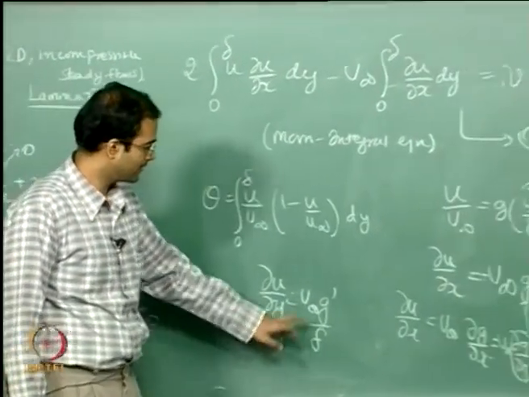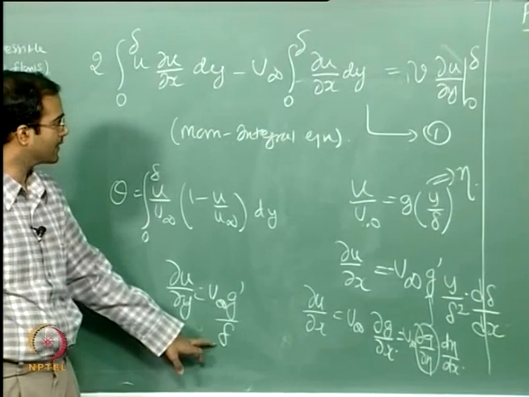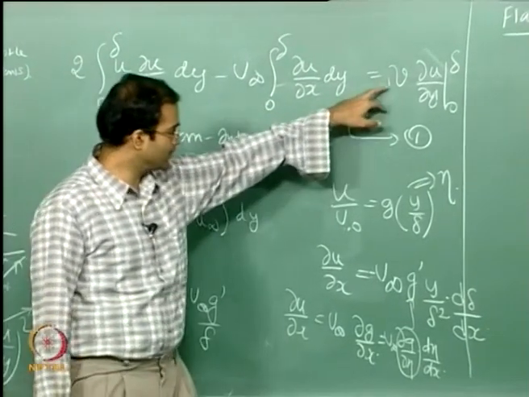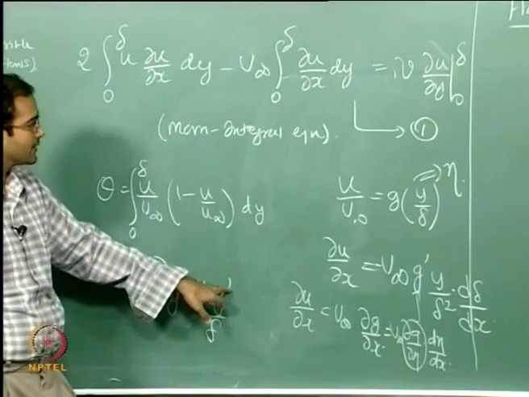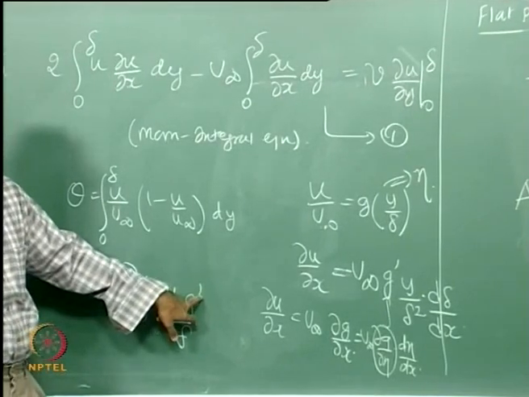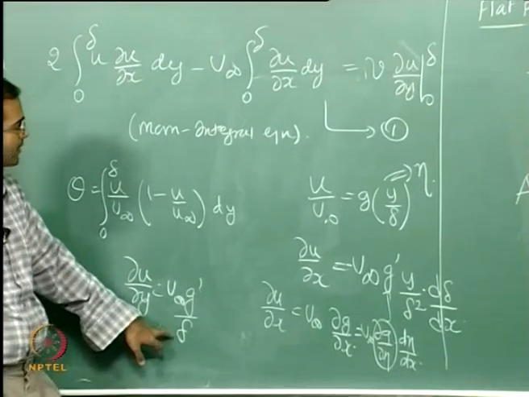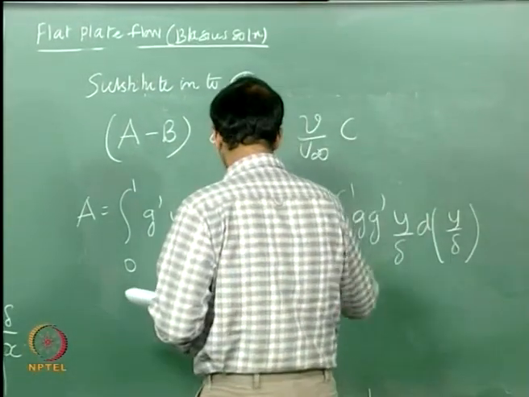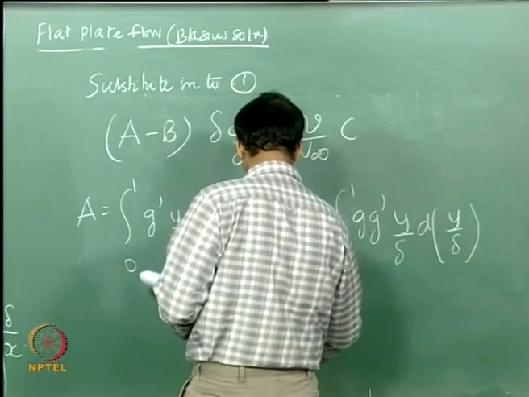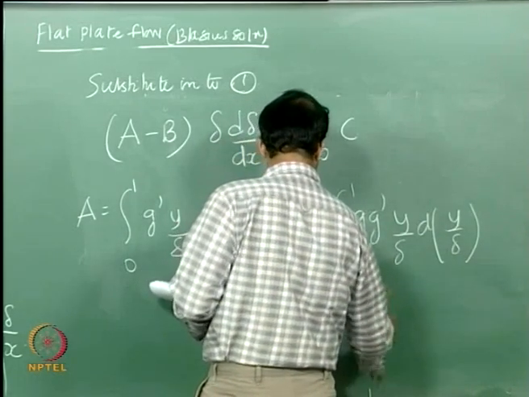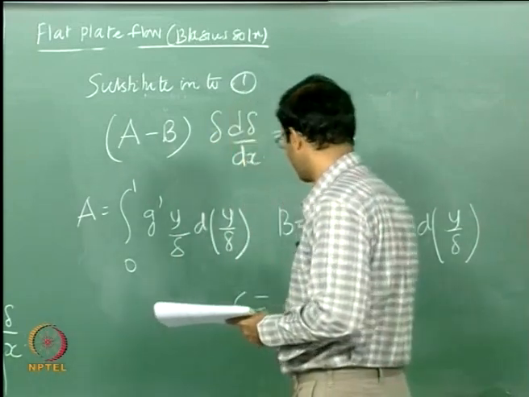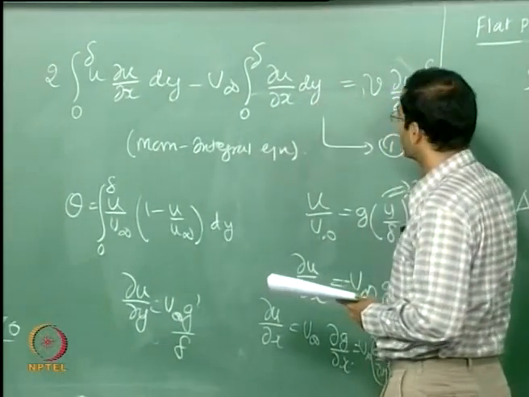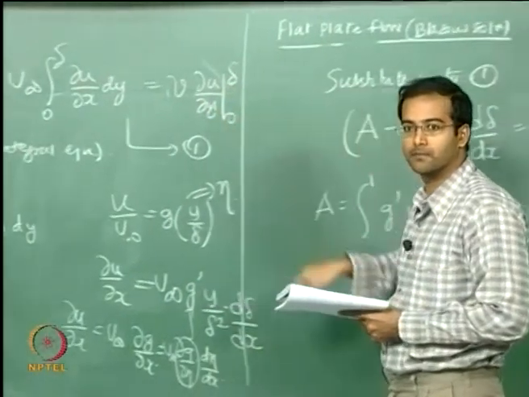What is du by dy? U infinity g bar by delta. So actually when you put that, all of this u infinity can be cancelled off. So you have nu times g bar. Now g prime between the limits delta minus delta 0, divided by another delta, and that delta also will cancel off. So finally c will come out to be g prime of 1 minus g prime of 0. This is because you are transforming all your y with respect to y by delta, so wherever you are applying limit delta, that becomes 1.